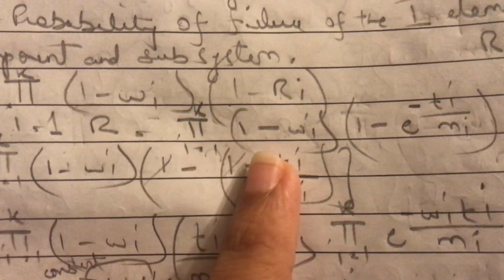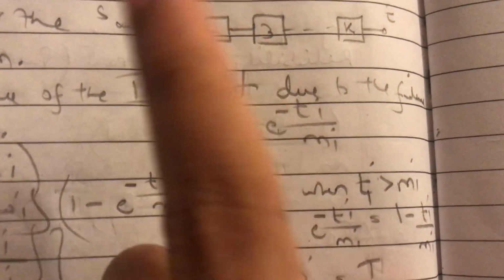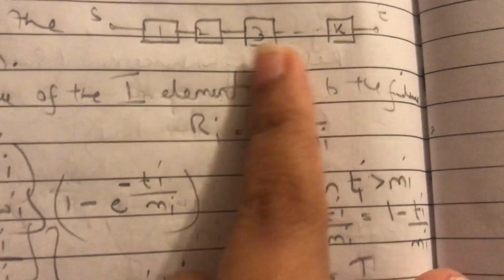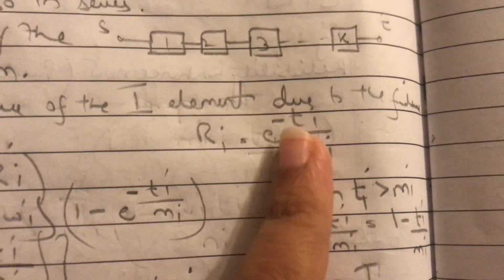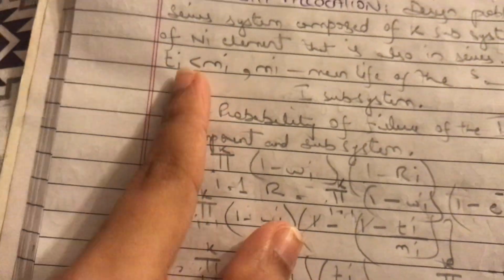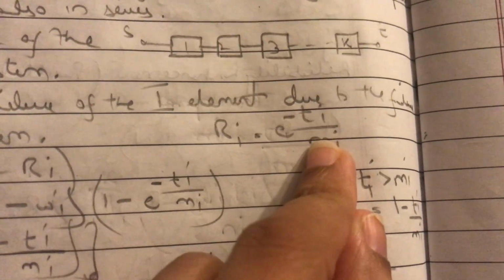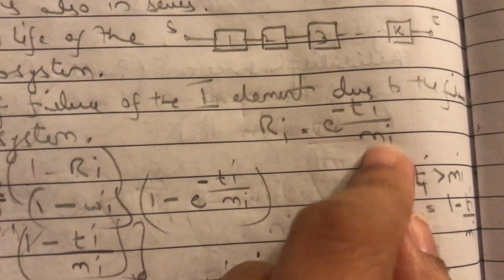I hope that everything is clear. So Ri here, we say Ri equals e to the power minus Ti over Mi. We create the formula of Ri, that is e to the power minus Ti over Mi. Why is it in this way? Because I told you that Ti is less than Mi, so that's why Ti is in the upper part and Mi is in the lower part.